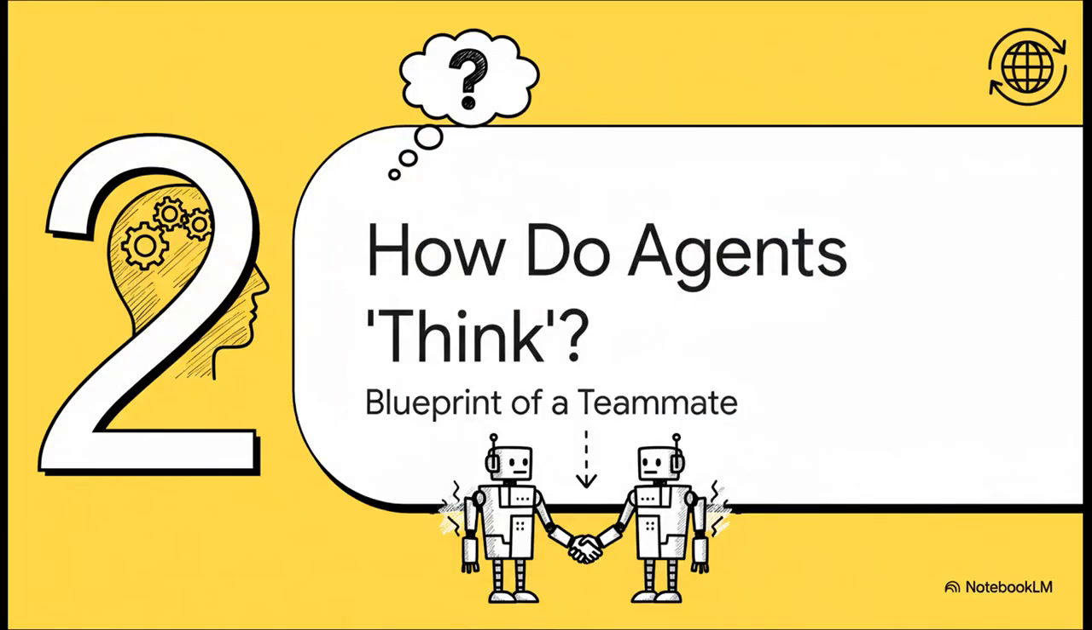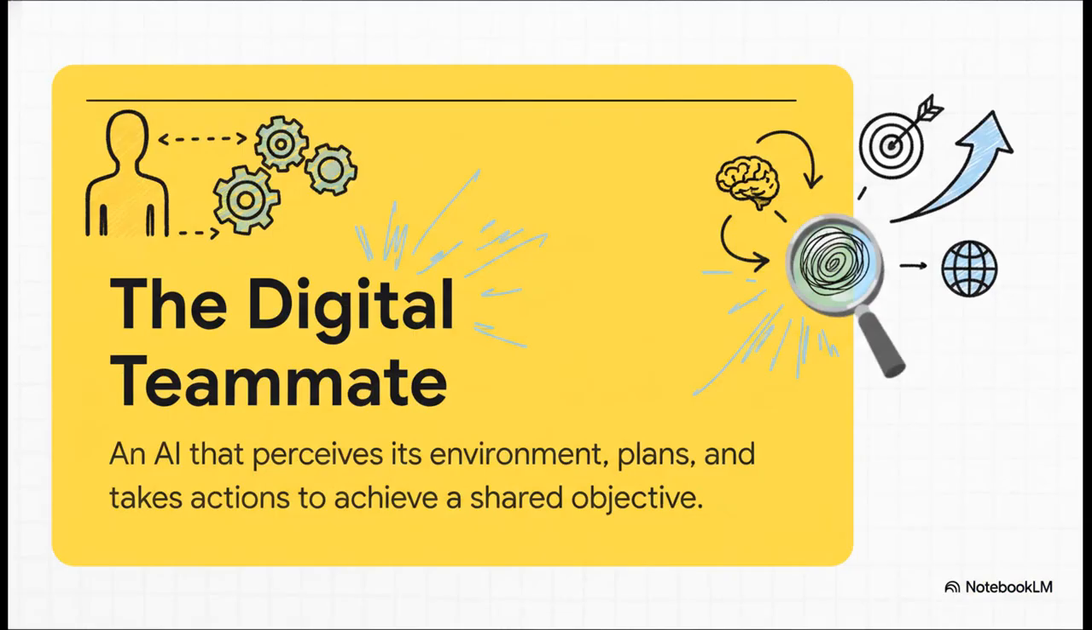Okay, so that naturally leads to the big question, right? How does an agent actually think for itself? To wrap our heads around that, let's think of it as a kind of digital teammate. Yeah, this digital teammate idea is really the key. I mean, think about any good teammate you've had. They aren't just sitting around waiting for orders, right? They're proactive. They get the big picture, the objective, and then they use their own skills and tools to help the team get across the finish line. It's a genuine partner in the process.